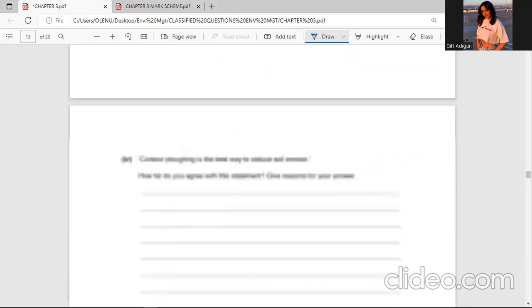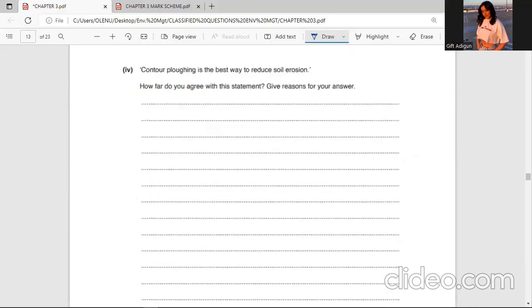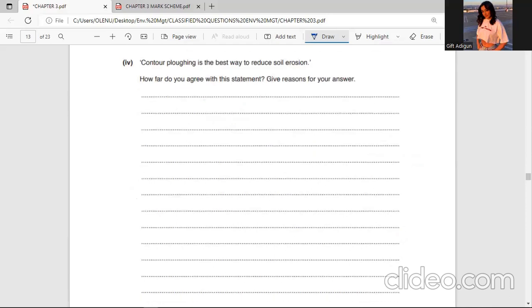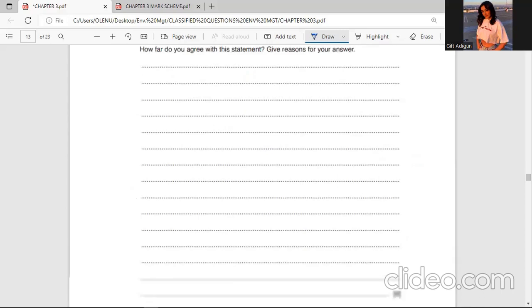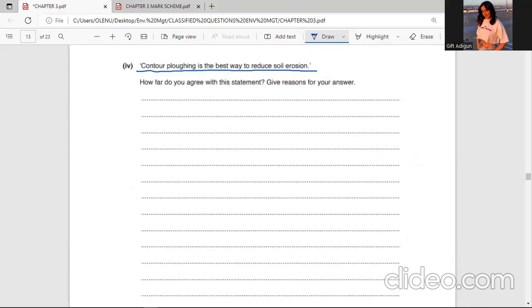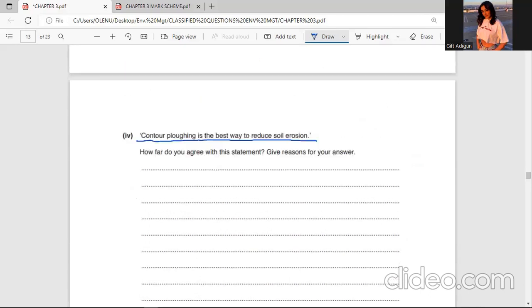The next question is, as we are going now, you find out the patterns are becoming similar. Here, they say contour plowing is the best way to reduce soil erosion. Please follow me slowly, because this question will definitely come out in this format. It must not be contour plowing, but the question will come out in this format, which is 6 marks. Categorically, you don't know which one is the best way because there are different methods of control. So what they are looking for is for you to argue this out.